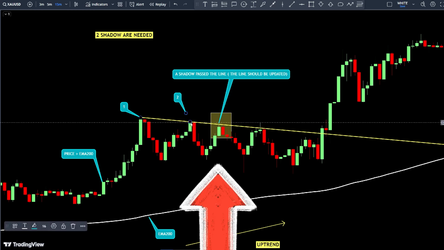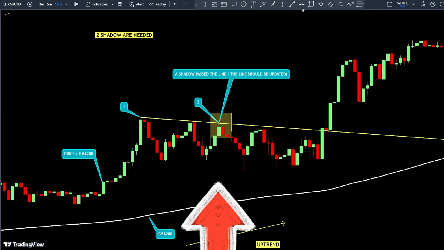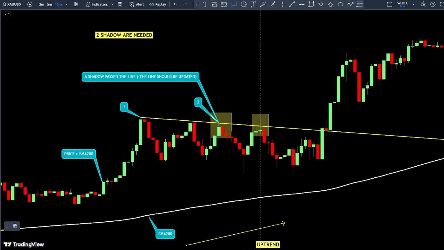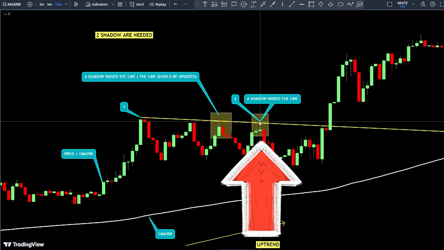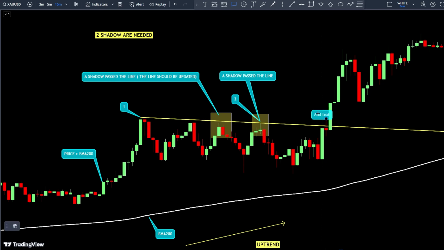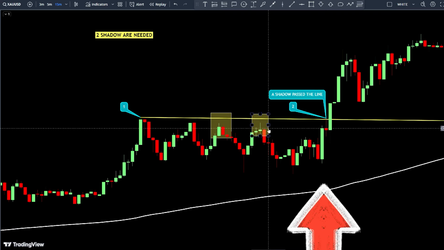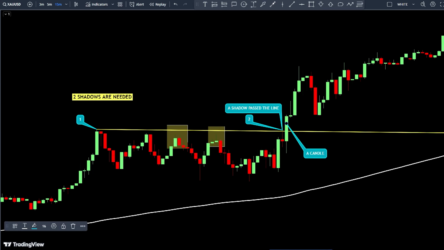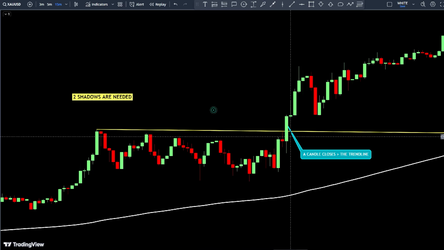We're essentially adapting our resistance level to reflect the most recent price action, and we repeat this process. If the price continues to touch the trend line with a shadow, we keep adjusting it, moving the second point to the new high. We keep doing this until we get the crucial candle closing above the trend line. Finally, here we see a candle that closes decisively above our adjusted trend line. This is our breakout signal.